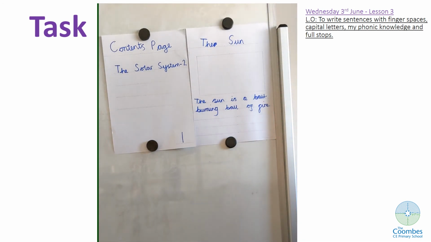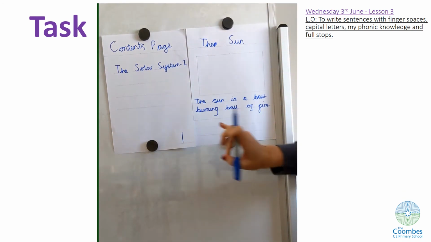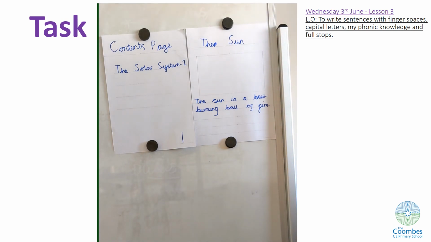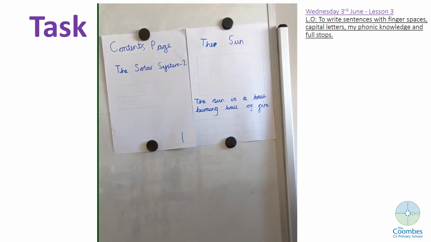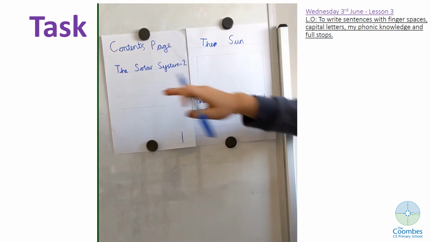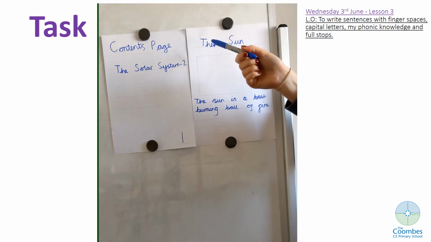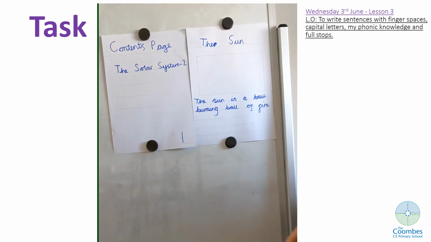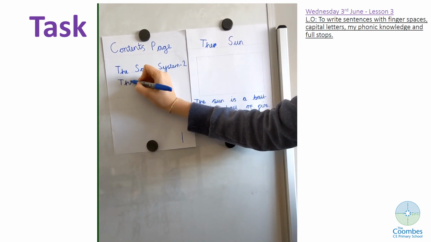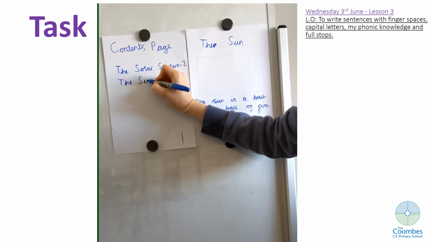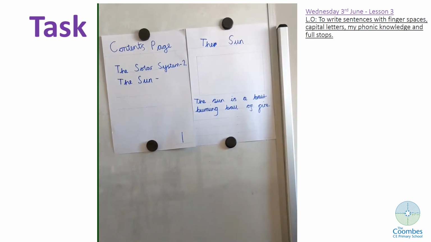If I wanted to challenge myself today, I could write another sentence underneath. And there was lots of facts, and I'm sure you can do that. So once I've written my sentence, I would do my picture. Once I've done my picture, I need to fill in my contents page. So the title of this page is The Sun. So I need to write the next one down. So I'll write on this title, The Sun. And now I need to know what page number it's on.